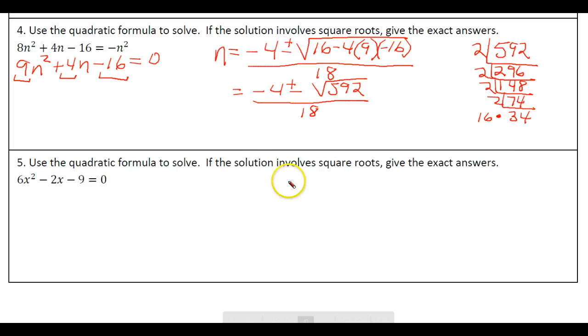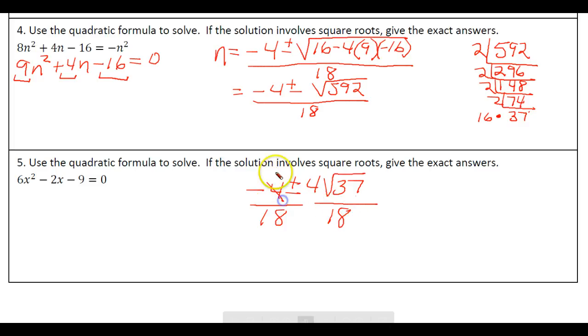So this is going to become, and I'll have to use this space down here, a negative 4 plus or minus. Now the square root of 16 is 4. The square root of 37. Caught myself just in time. Okay, so this is over 18, and I can divide that into 2 parts actually, like so. This is over 18 here, and this is over 18 here.